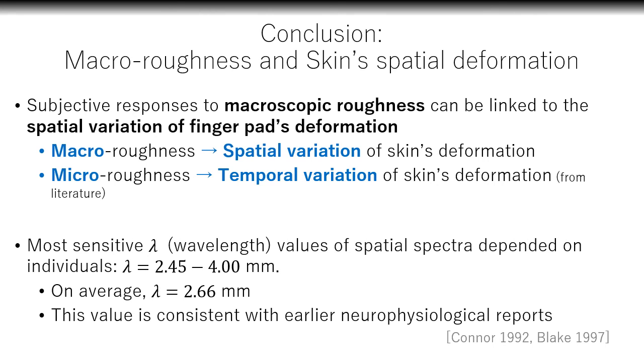So the perception of two types of roughness can be summarized as follows. The macro roughness corresponds to the spatial variation of the skin's deformation. The micro roughness corresponds to the temporal variation.